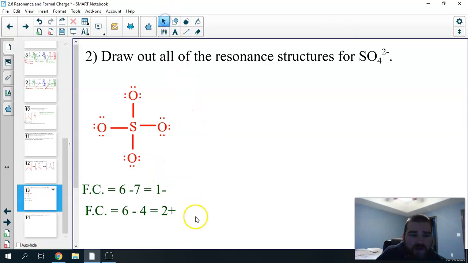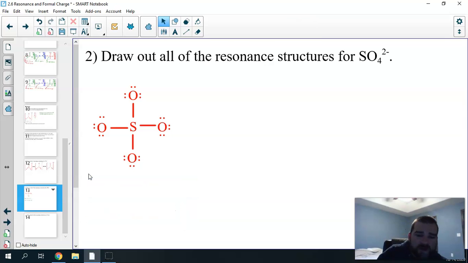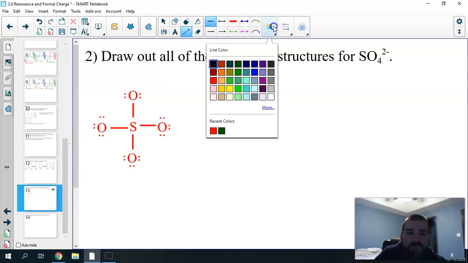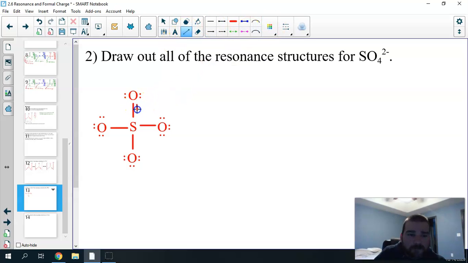All right. Let me ask you this. Which oxygen do you want to make a double bond for? I don't know. It doesn't matter, right? They're all kind of the same. So I'll start at the top, I guess. I'll get rid of that lone pair and make a second bond. Okay. And now let's look at the formal charge.